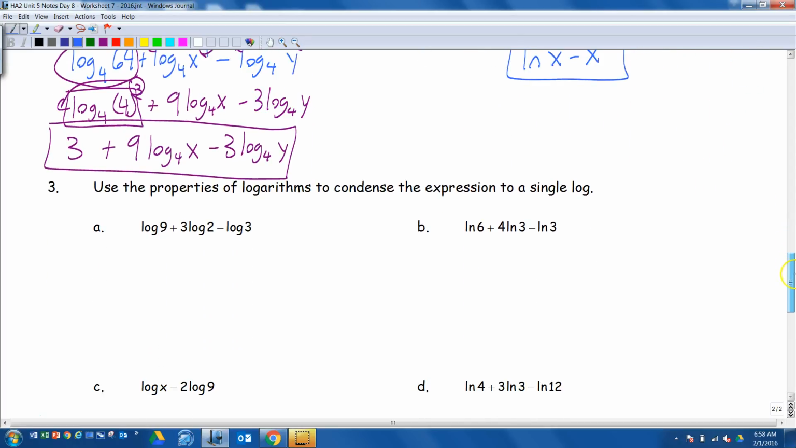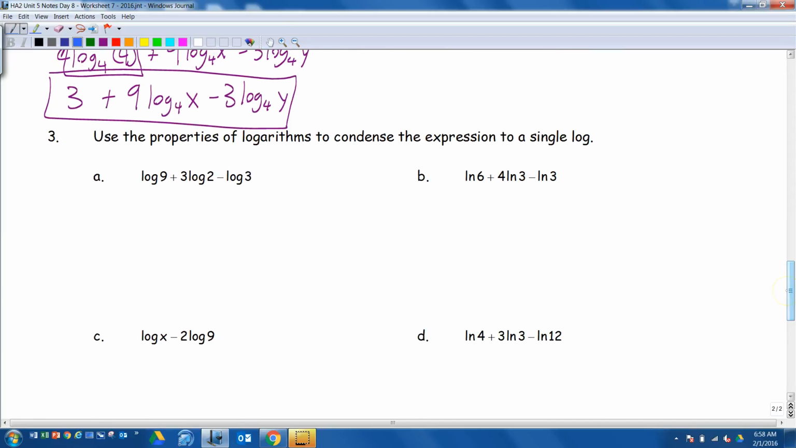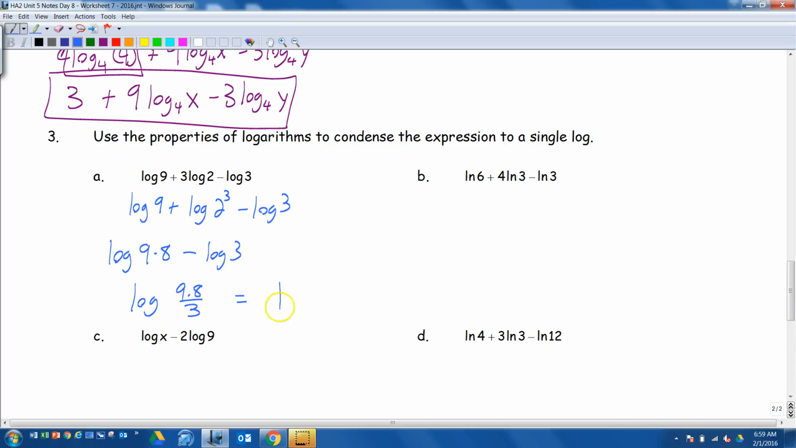Okay. So now all we're doing is reversing the process here with these last 6. First thing you should do is put the powers back up. So I have log of 9 plus log of 2 cubed. We'll change that later. Minus log of 3. So that's 8. So then I have log of 9 times 8 minus log of 3. I have log of 9 times 8 over 3, which is equal to 9 divided by 3 is 3. 3 times 8 is 24. So I get log of 24 is the combined condensed expression.